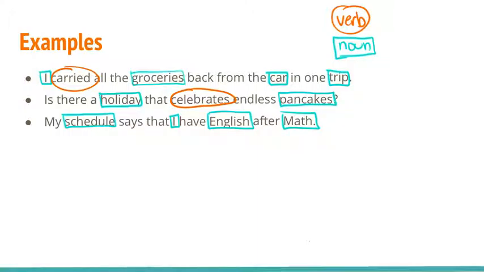So we are talking about my schedule here. That is the subject of our sentence, and we are talking about what the schedule says. There we go. Wrong color at first, but that is a verb, and we are circling it. So I am talking about an action that my schedule is essentially doing, which is saying that I have English after math.